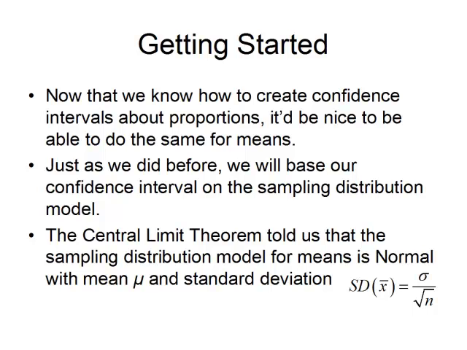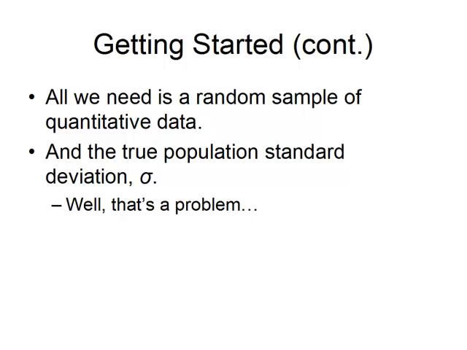Just as we did before, we will base our confidence interval on the sampling distribution model. The central limit theorem told us that the sampling distribution model for means is normal with mean mu and standard deviation sigma over radical n. All we need is a random sample of quantitative data and the true population standard deviation sigma.